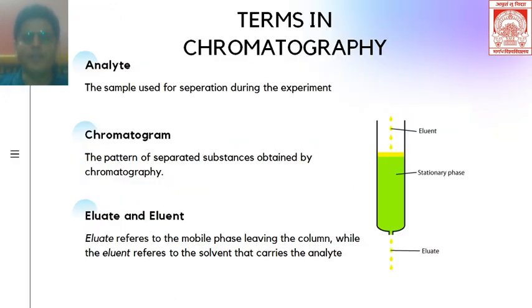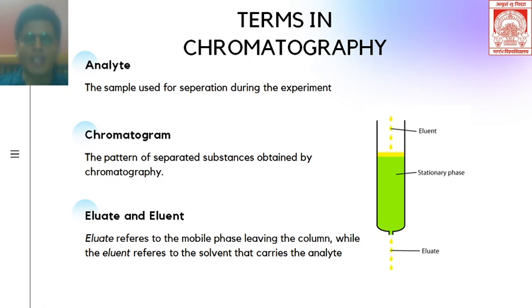There are a few terms that are often used in chromatography technique. I will be talking about all these terms one by one. The first term is analyte. Analyte means the sample that is used for separation during the experiment, whereas the chromatogram is basically the pattern of separated substances obtained by the chromatography technique. The term differs from technique to technique.